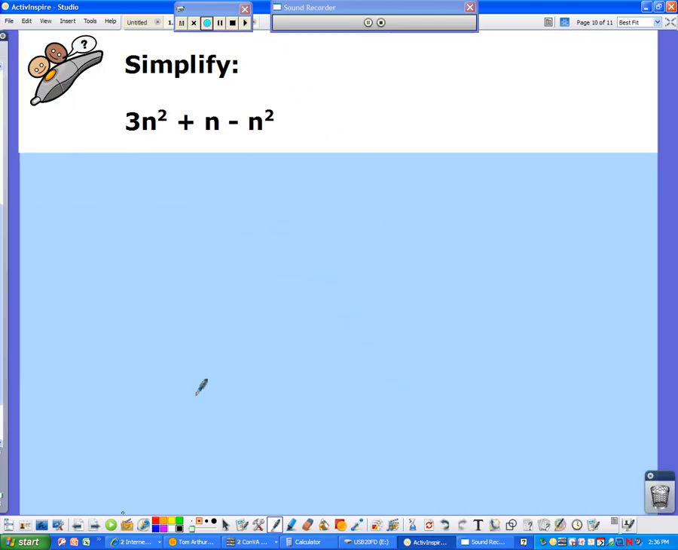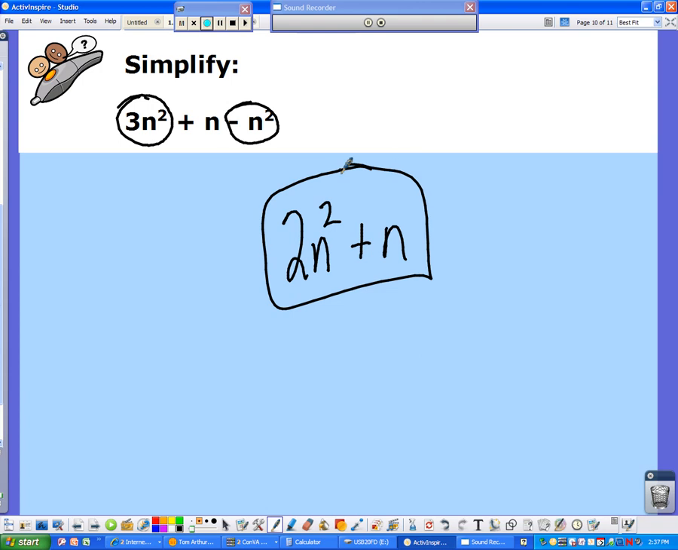The next one, we have 3n squared plus n minus n squared. And remember, the sign that's in front of the term is what goes with it, so a negative n squared. Since this one has an n squared and that one has an n squared, their coefficients I can add. So 3 plus a negative 1 would give me 2n squared, and then the n doesn't go with anything, so I just add it. 2n squared plus n.